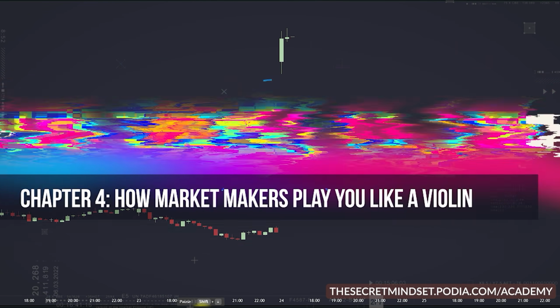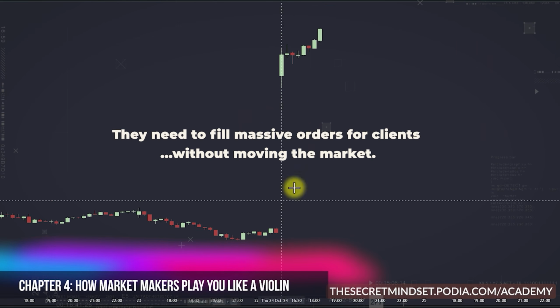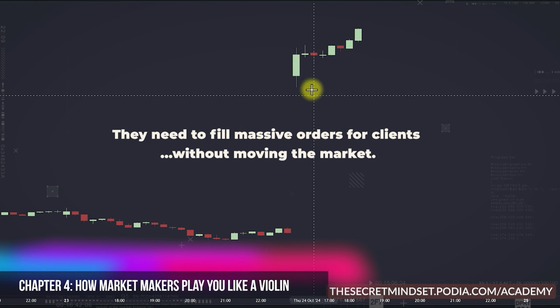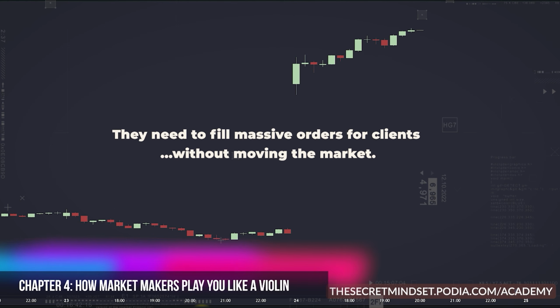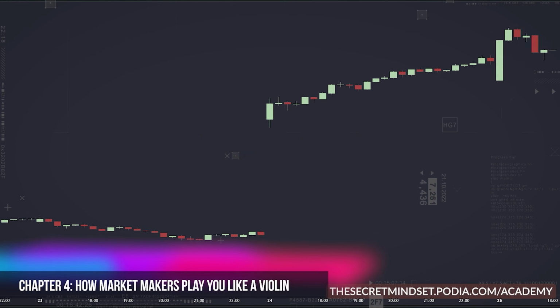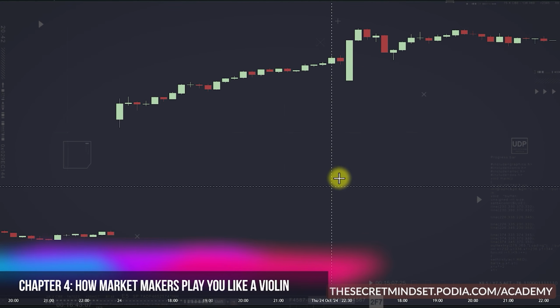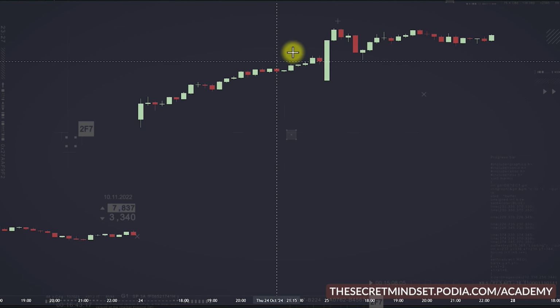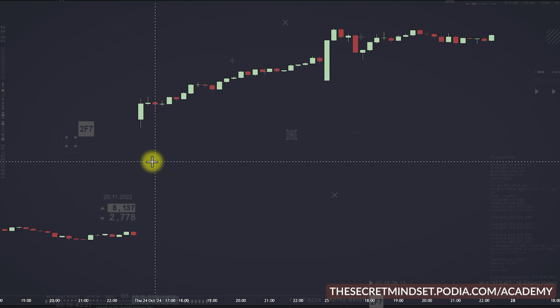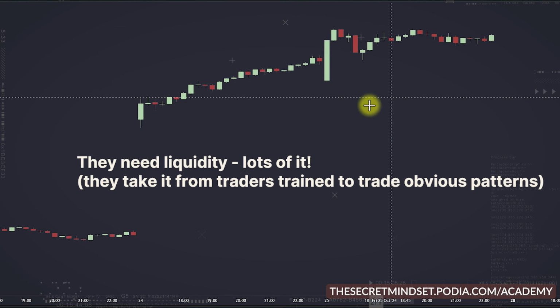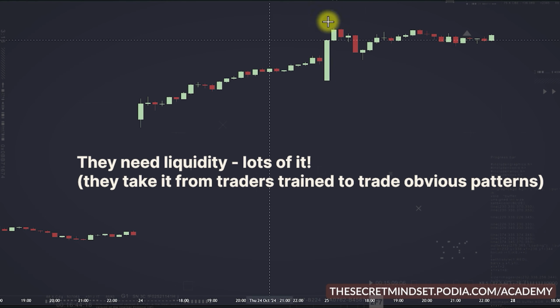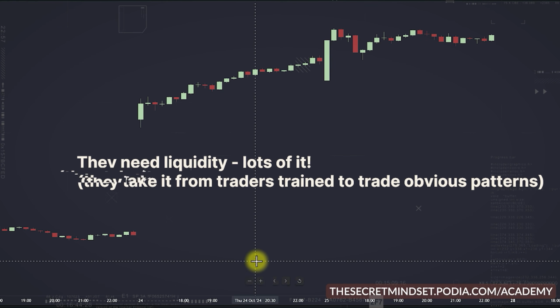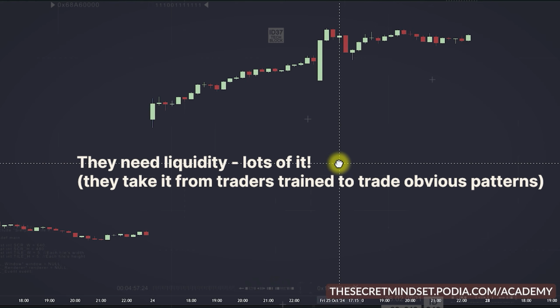Market makers run a business. They need to fill massive orders for clients without moving the market. If a pension fund wants to buy $500 million worth of Apple stock, the market maker can't just hit the buy button. They need liquidity, lots of it. Where do they find this liquidity? From other traders trained to trade obvious patterns.